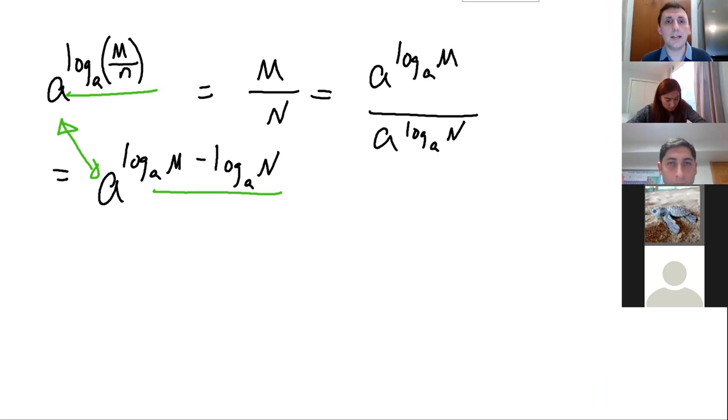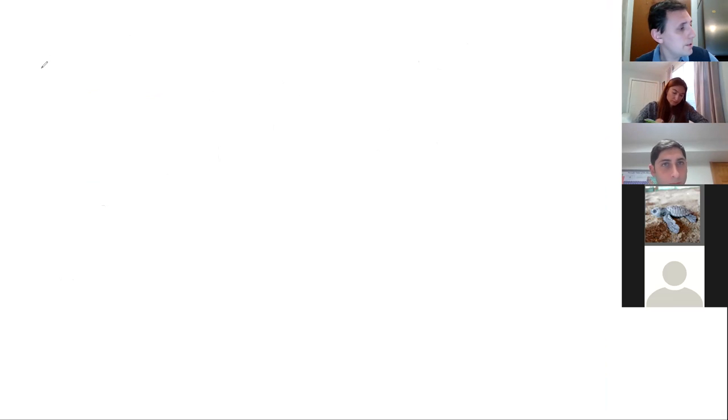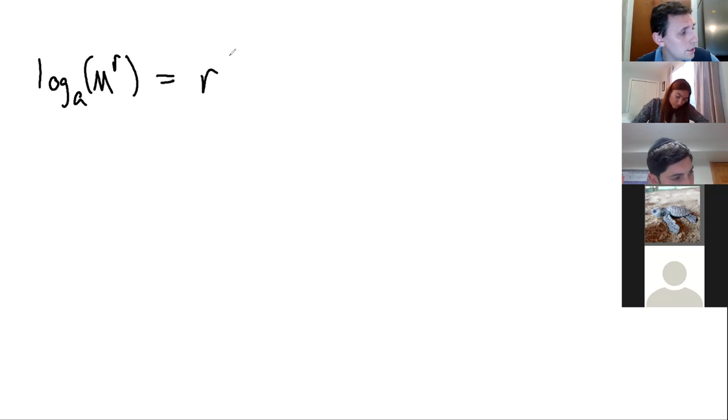So next, guys, could you help me with this one? Could you tell me how to figure out this property? Log base a of m to the power of r is r times log base a of m. How do you establish that? Please establish this property.